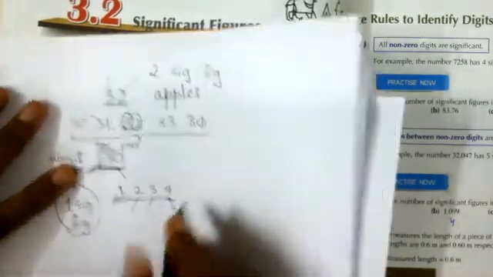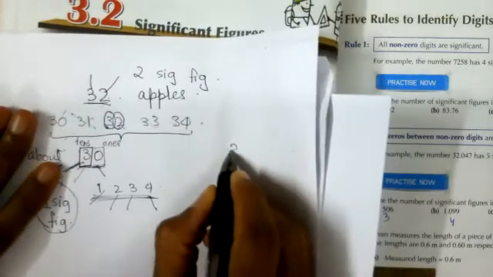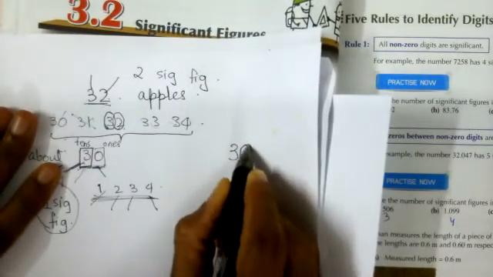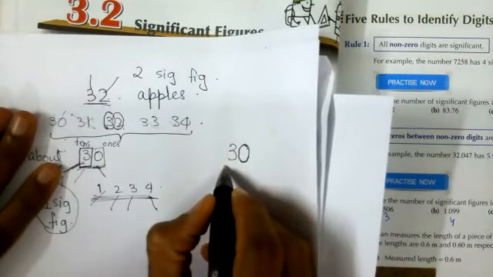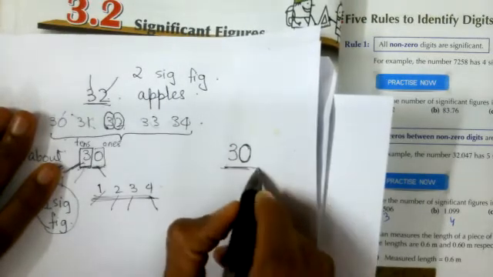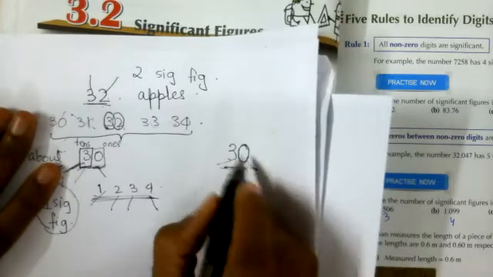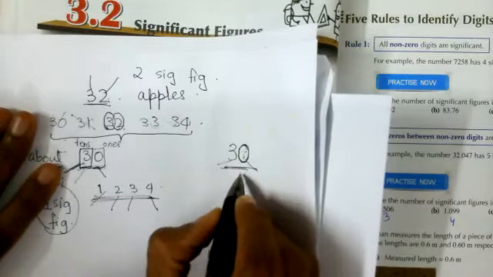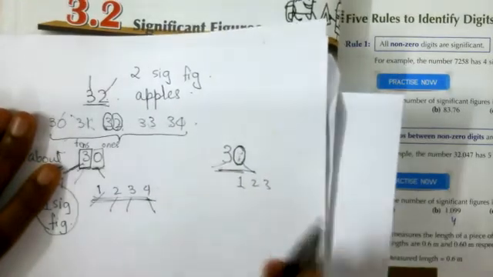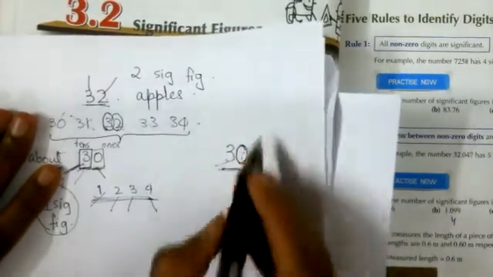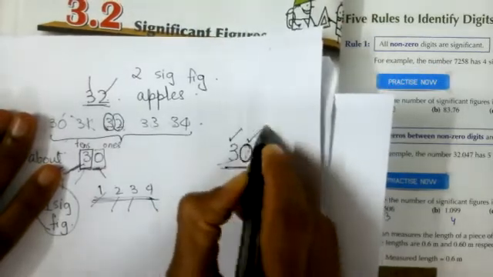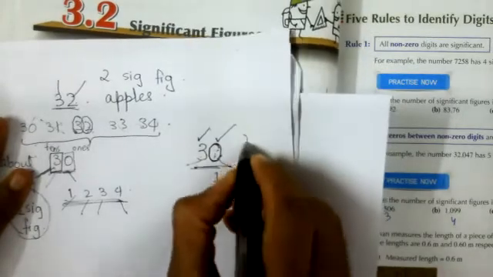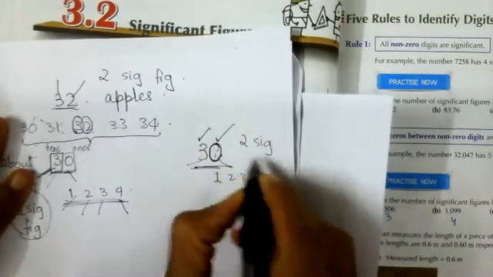Now, another scenario. If I say I counted exactly 5 times and all 5 times I got 30, exactly 30, 3 and 0. I am confirmed about this 0. It was 0 and it was not 1, 2, 3 or any other digit. It was only 0. Then that means I am sure about both of them. That means both of them are significant. So this also has two significant figures.